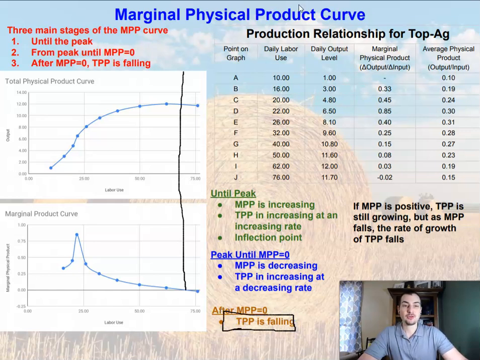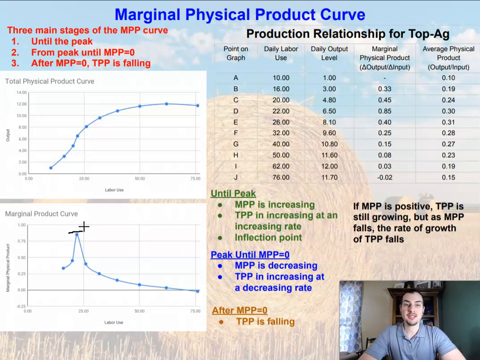So just to recap, there are three main stages of this marginal physical product. First one is up until it hits that peak. Up until marginal physical product hits that peak, total physical product is going to be increasing at an increasing rate, meaning that overall efficiency per hour by adding one more hour of labor, you're going to be able to get even more done with that hour. And then it hits that peak, and then from that peak until marginal physical product equals 0, total physical product is still going to be increasing, but at a decreasing rate, which means we're still going to get more done, but we're not going to get as much done on that per additional hour.